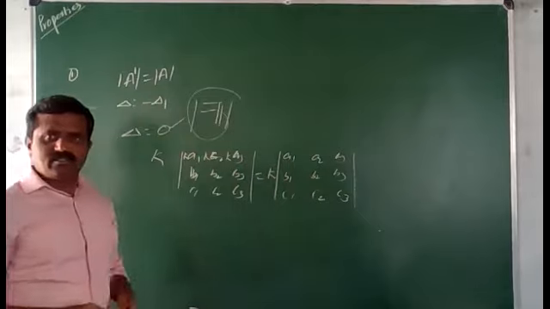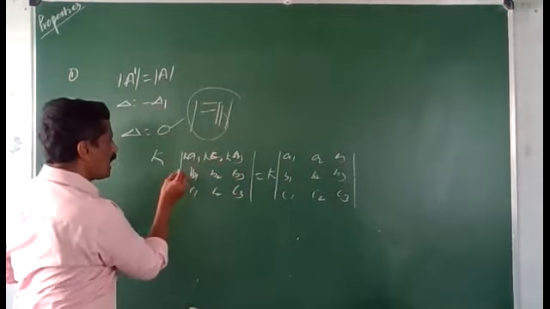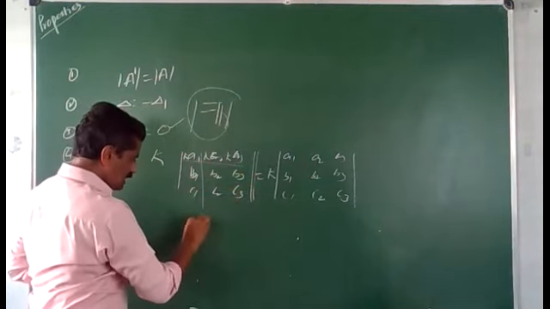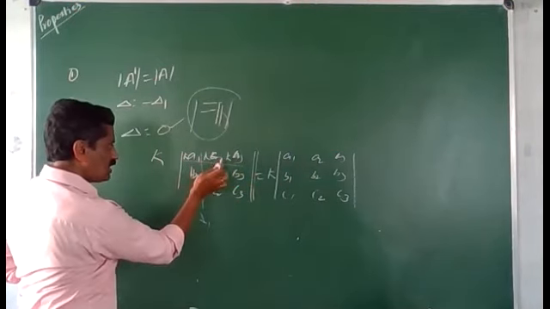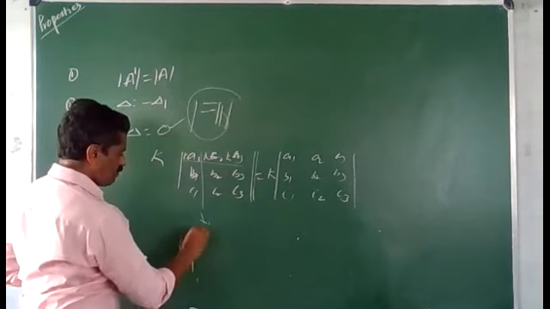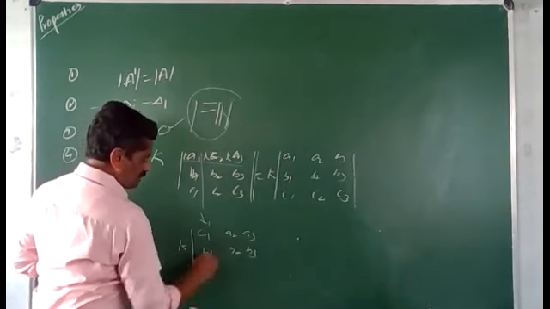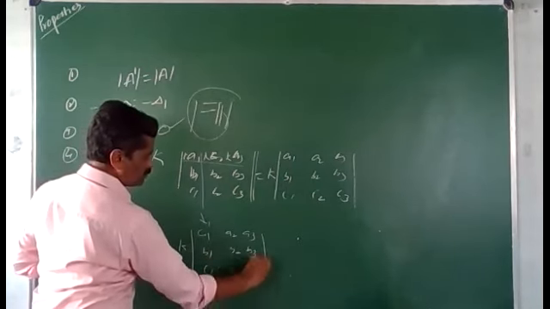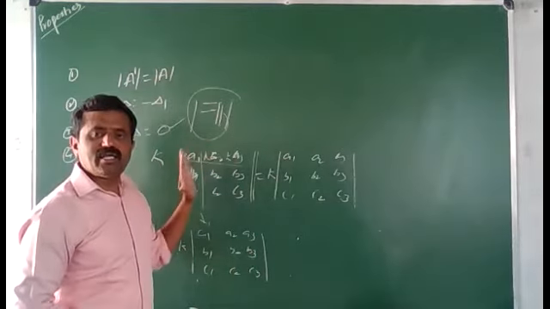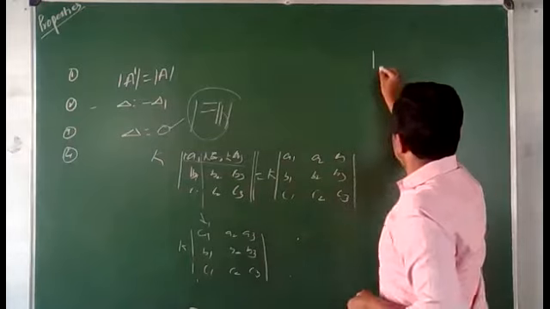Right? Here is the most important property. You should remember: you can take any common factor from any one row or any one column. That means this can be written by taking out the constant k, the common factor, outside the determinant. Therefore, that is k into determinant of a1, a2, a3, b1, b2, b3, c1, c2, c3. You can take any common factor from any row or any column. We should remember this.